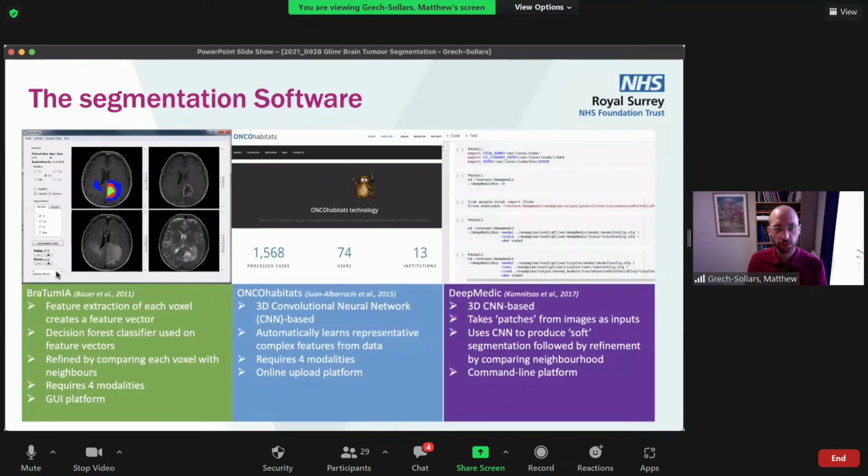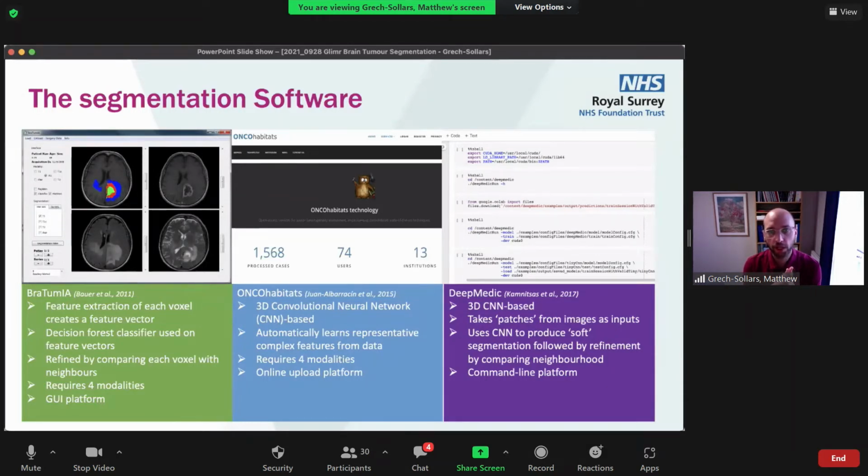So on the left is BraTumIA. One of the main benefits of it in terms of ease of use is that it comes with a GUI, and it's pre-trained and relatively easy to run. It does require the four modalities that I mentioned, so the pre and post contrast T1 and the T2 axial and the FLAIR. And it uses decision forest classifiers rather than CNNs, convolutional neural networks, which are used by the other two software.